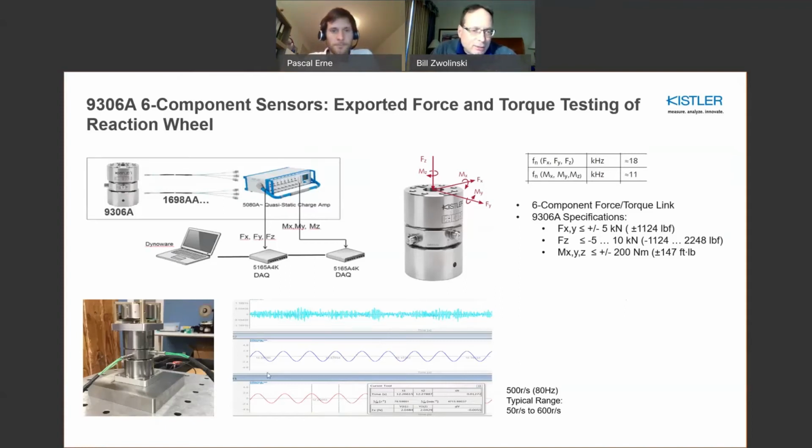In this case here, we just did a quick test where the R&D engineer commanded a certain speed, and we were able to actually see it as a sine wave, as an imbalance, and be able to put cursors on it and figure out that we were absolutely viewing the rotational speed of the reaction wheel. So it's just one more example of a force and torque link to do the job as well, if the test article is small enough.